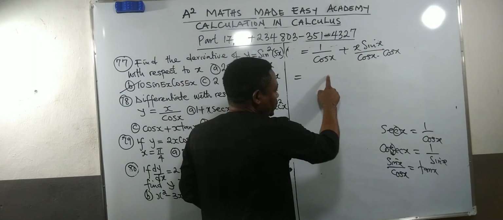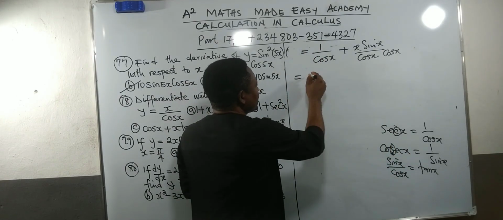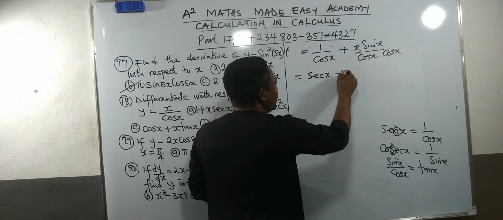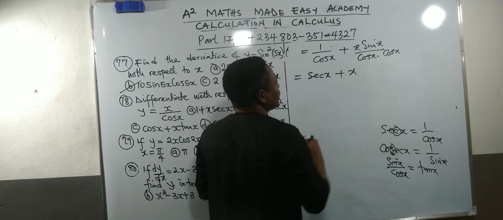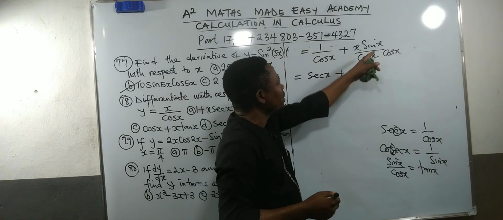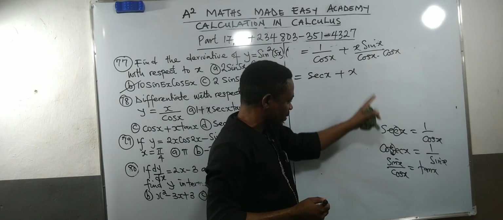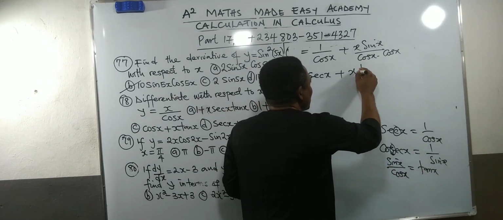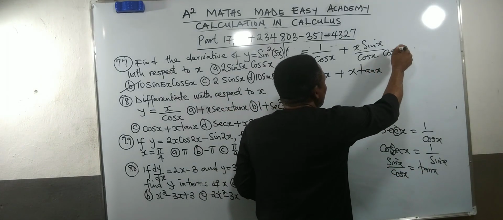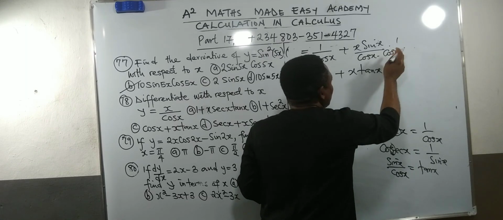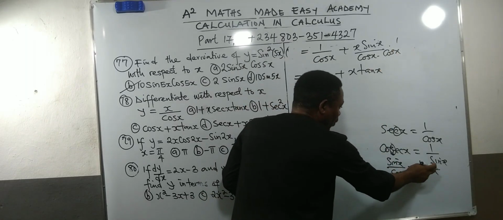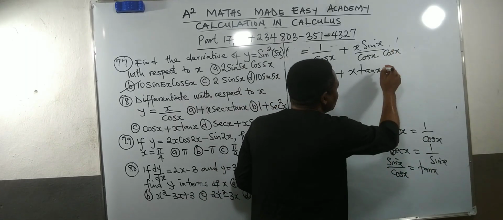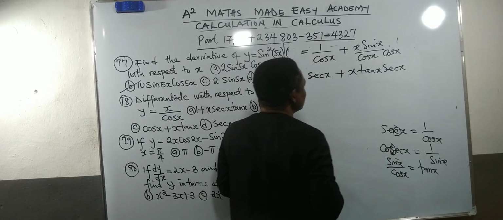Then 1 over cos x, what is the answer? Sec x. I will write sec x here. Plus, this is x, don't forget. Now this one means sine x over cos x. Sine x over cos x, what is it? Tan x. I will now write tan x. Don't forget that this thing is another 1 over cos x. And 1 over cos x will give me sec x. And this is the final answer.